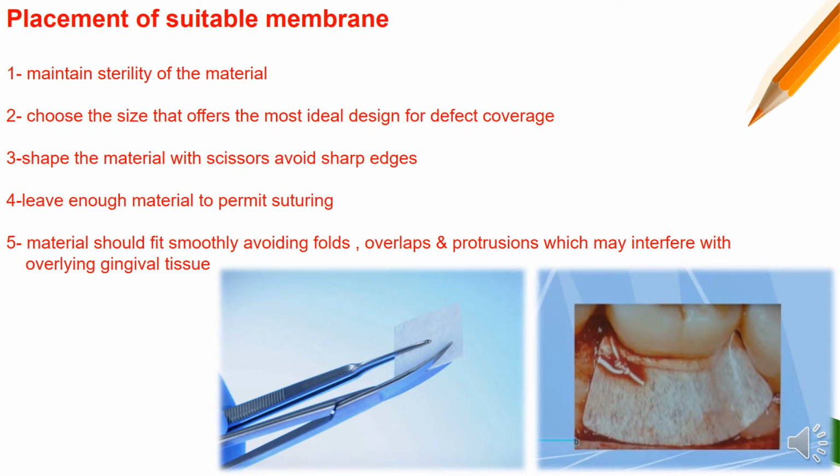We shouldn't use too large a size, so that it will be exposed from the wound, and we shouldn't use a very small size that can't easily be sutured in place. Shape the material with scissors to avoid sharp edges; it must be rounded as much as possible. Leave enough material to permit suturing, and the material should fit smoothly, avoiding folds, overlaps, or protrusions which may interfere with the overlying gingival tissue.